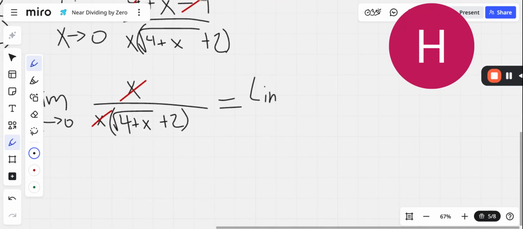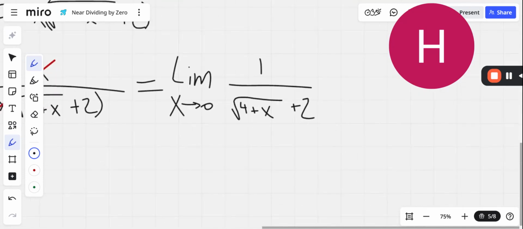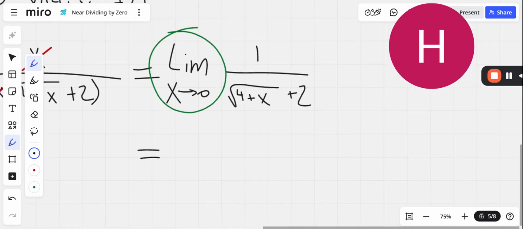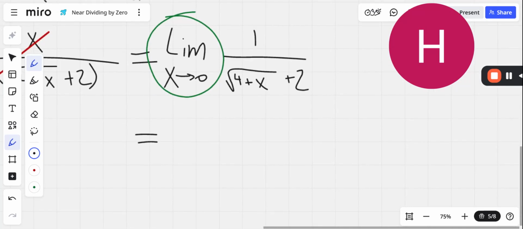So this leaves us with the limit, as x goes to 0, of 1 over square root of 4 plus x, and then plus 2. We have to write this limit every single time. It's a little bit annoying, but it's technically required, because the entire time we're considering what happens as x goes to 0, but we weren't able to plug it in because of the x on the bottom. Now that we've rid of that, we can plug in x equals 0.